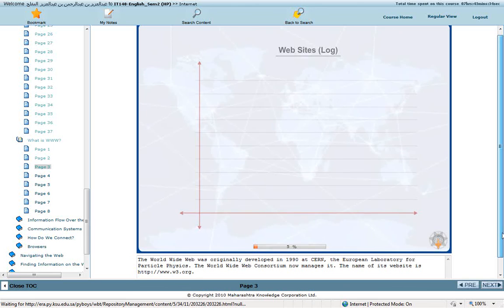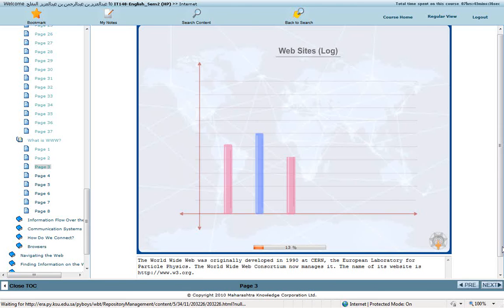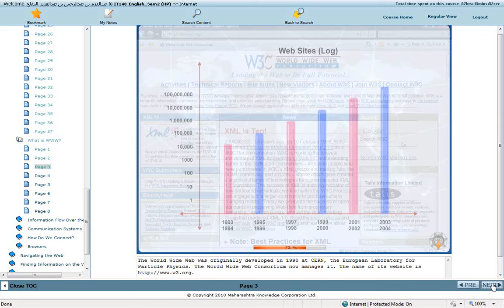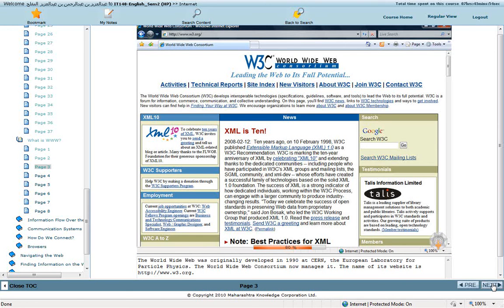The World Wide Web was originally developed in 1990 at CERN, the European Laboratory for Particle Physics. The World Wide Web Consortium now manages it. The name of its website is www.w3.org.